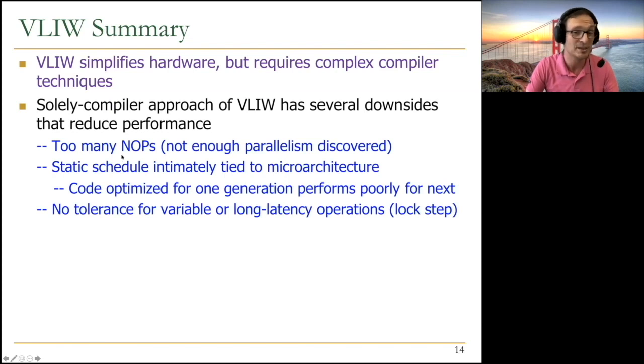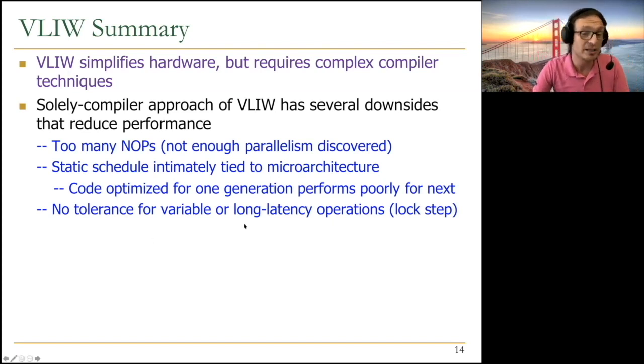You get too many no-ops. Not enough parallelism is discovered, even after employing many, many interesting compiler techniques that we will briefly talk about. Static schedule is intimately tied to the microarchitecture. Now, code optimized for one generation performs poorly on the next. That's bad, basically. You have to recompile every single time. It may not even execute for the next generation. You should think about that also.